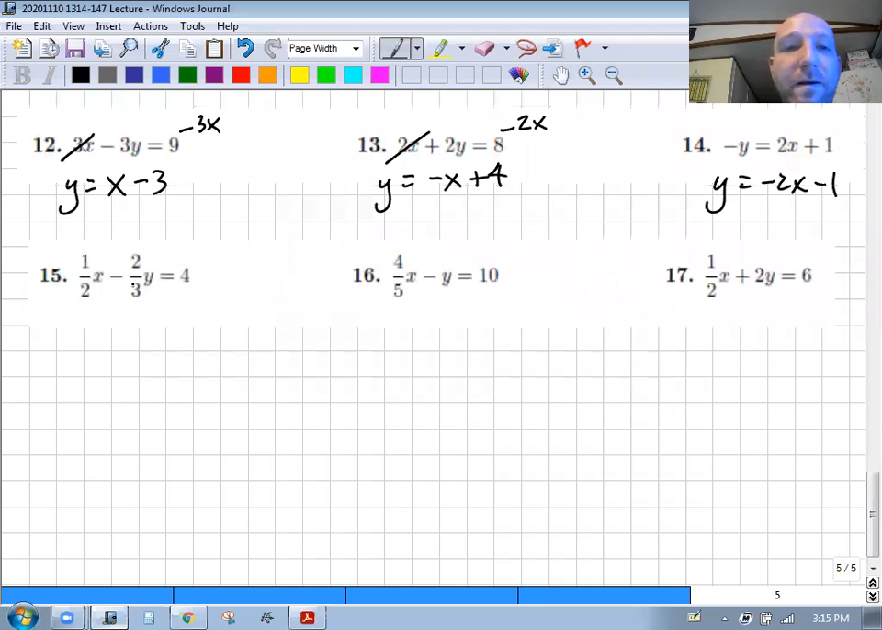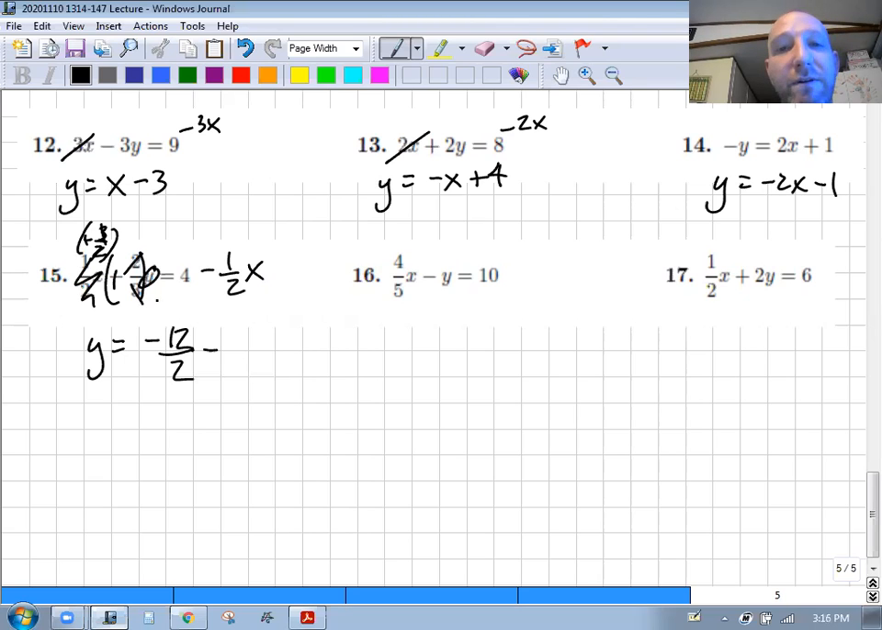Okay. We'll subtract 1/2 x from both sides. Now we'll multiply both sides by -3/2. The 3 over the 3 and the 2 over the 2 and the minus go away. We have y equals, multiplying this by -3/2, 4 times -3 is -12.